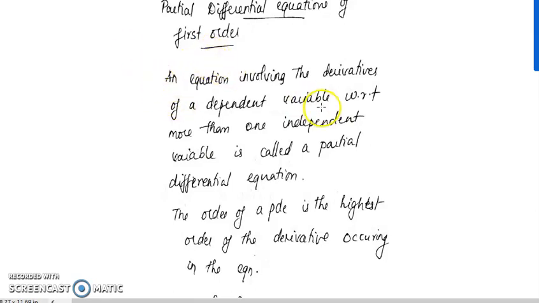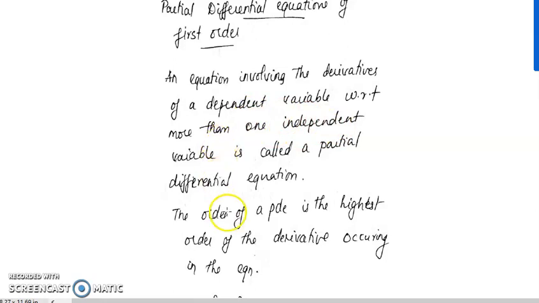It is an equation involving the derivatives of a dependent variable with respect to more than one independent variable. Such an equation is called a partial differential equation. So you have more than one independent variable involved in a partial differential equation.